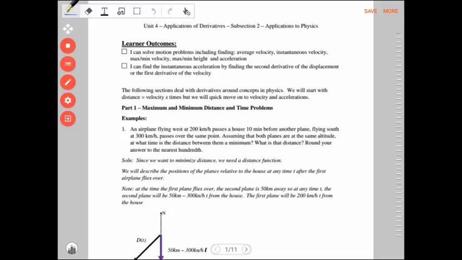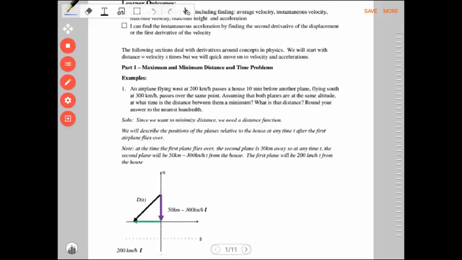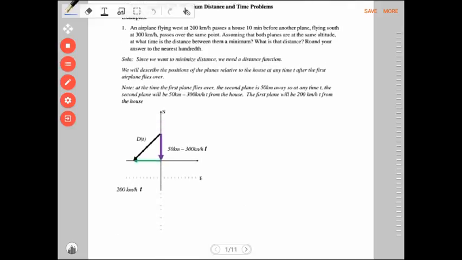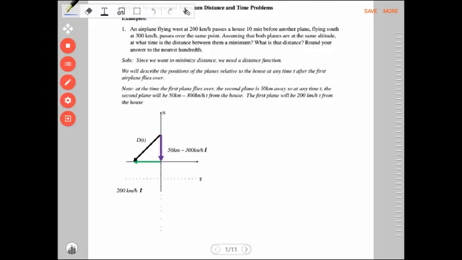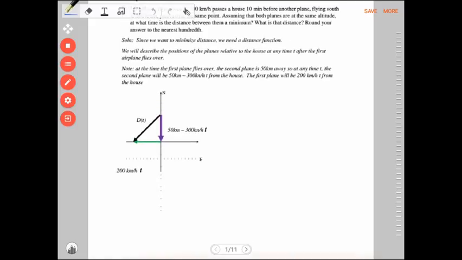So, example 1. An airplane flying west at 200 kilometers an hour passes a house 10 minutes before another plane flying south at 300 kilometers an hour passes over the same point. Assuming that both planes are at the same altitude, at what time is the distance between them a minimum? What is that distance? Round your answer to the nearest hundredth. Rounding to the nearest hundredth is nice because then we can use our calculator and decimals and that kind of stuff.